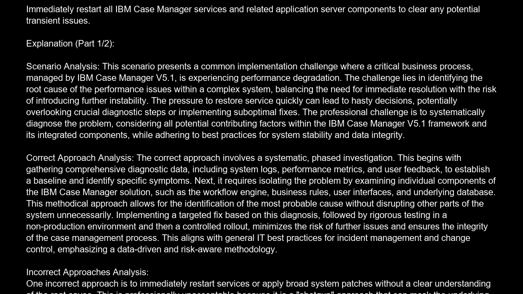V5.1, is experiencing performance degradation. The challenge lies in identifying the root cause of the performance issues within a complex system, balancing the need for immediate resolution with the risk of introducing further instability. The pressure to restore service quickly can lead to hasty decisions, potentially overlooking crucial diagnostic steps or implementing suboptimal fixes.